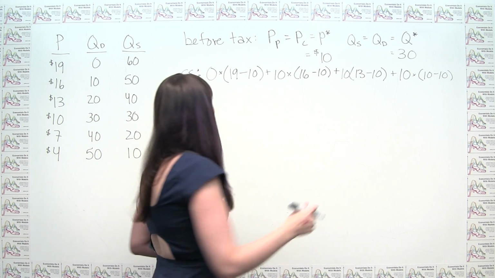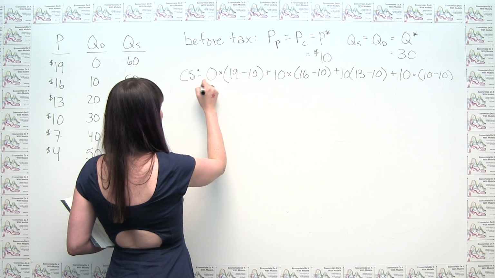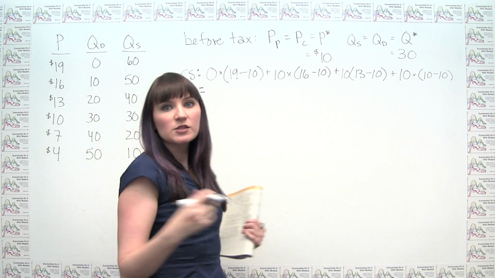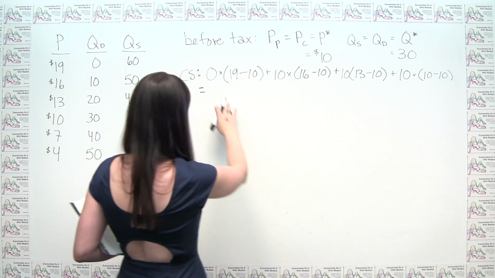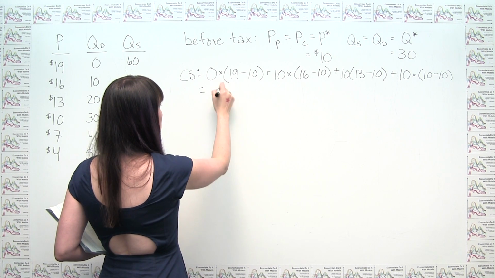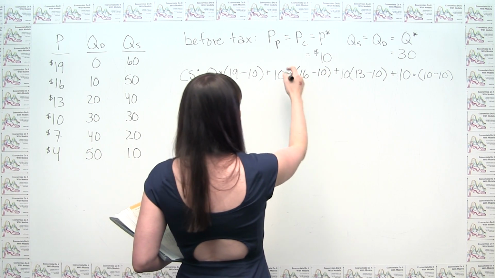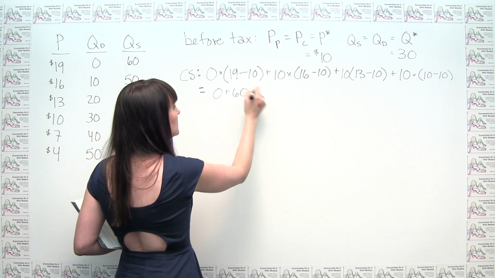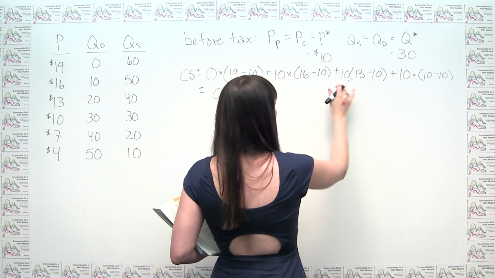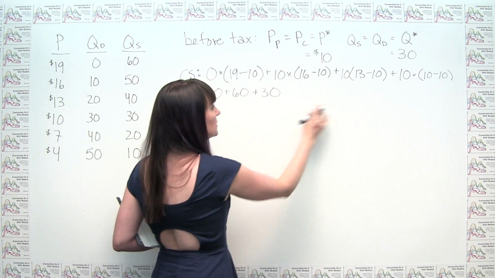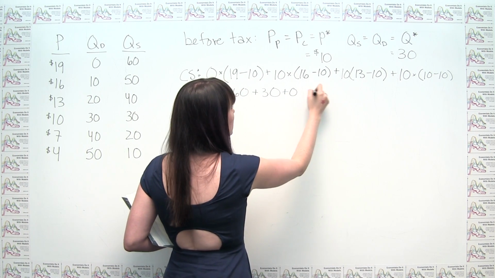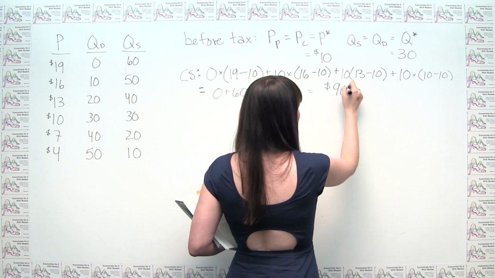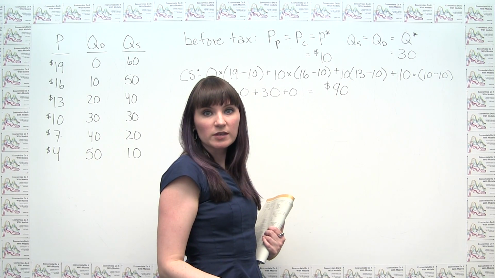And if we were to add all this up, because we're calculating the consumer surplus for the entire market, not just for one individual, we'd say, well, this is 0. This is 6 times 10, which is 60. This is 3 times 10, which is 30. And this is 10 times 0, which is just 0. So we get a total of $90 of consumer surplus.